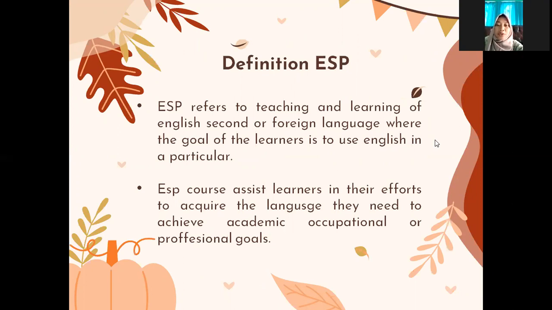ESP refers to the teaching and learning of English as a second or foreign language, where the goal of the learners is to use English in a particular field. Another definition is that an ESP course assists learners in their efforts to acquire the language they need to achieve academic, occupational, or professional goals. English for specific purposes has been adopted to provide learners with skills in line with their future needs for a long time.